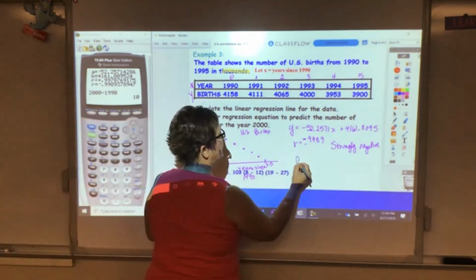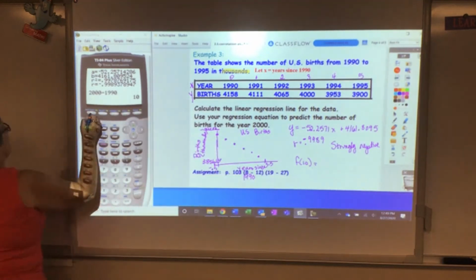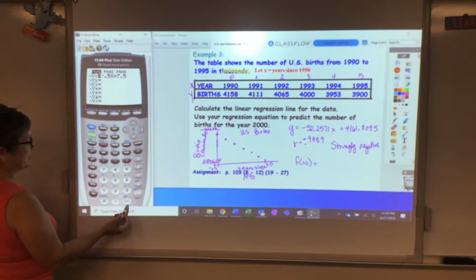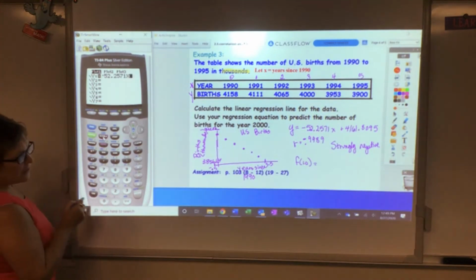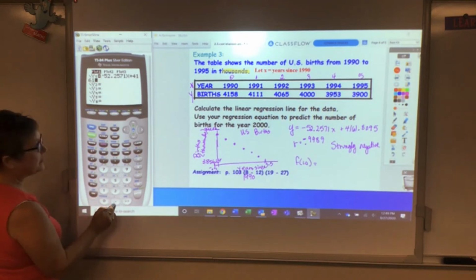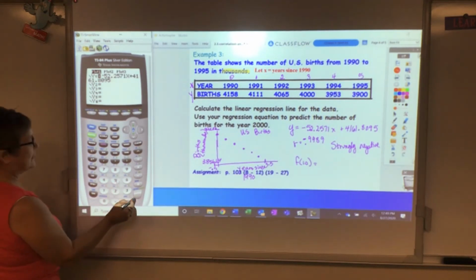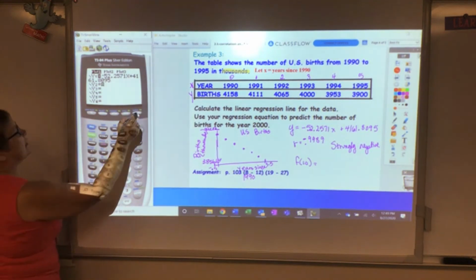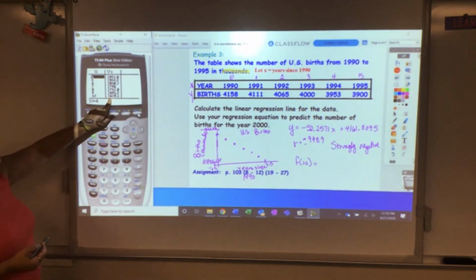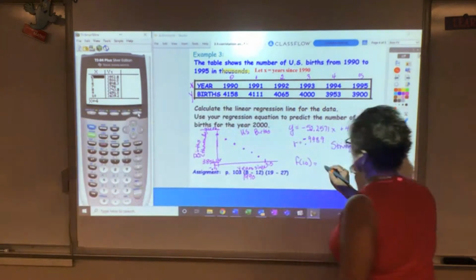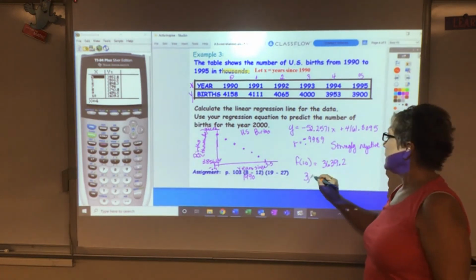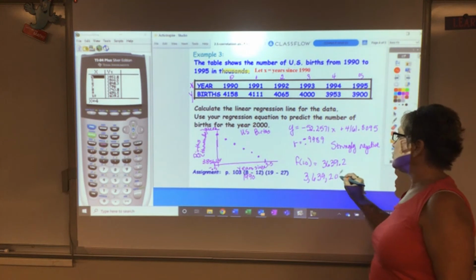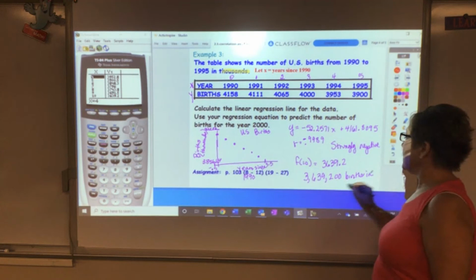So again, I'm looking for f of 10. So if I go to my y equals, and I type that equation in, negative. Make sure you use your negative key. 52.2571x is right here, plus 4161.8095. Enter. And then I go to my table, so second graph. I see 10 is 3639.2. So to interpret that in thousands, it would be 3,639,200 births in the U.S. during 2000.